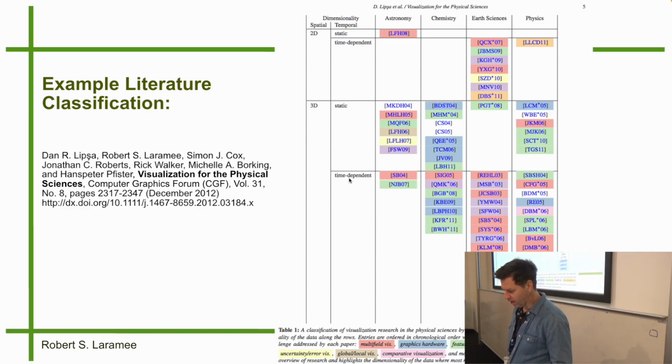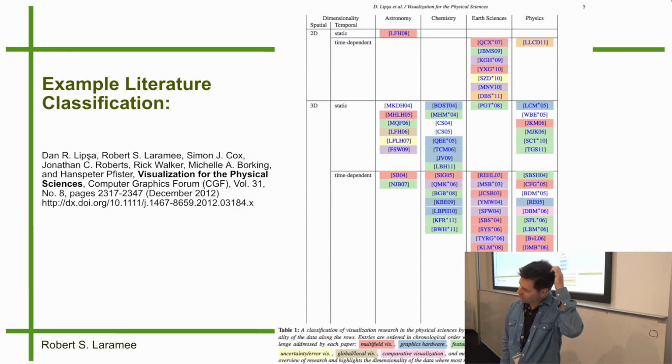Now I can look at this classification and say, I'm interested in a physics paper that deals with 3D time-dependent data. And boom, that's what all of these have in common. They all are in the field of physics, and they all process 3-dimensional time-dependent data. That's what they all have in common.